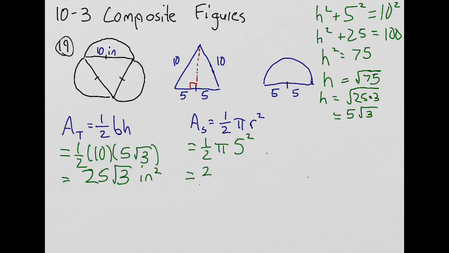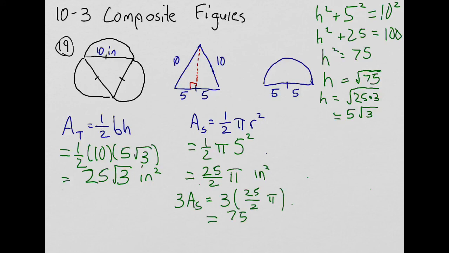Again, we're going with an exact answer here, no decimals. So we have 25 over 2 pi as the area of one of the semicircles, but we have 3 of them, right? So I'm going to multiply that times 3 to find the area of 3 semicircles. 3 times 25 is 75, over 2 still, pi square inches.